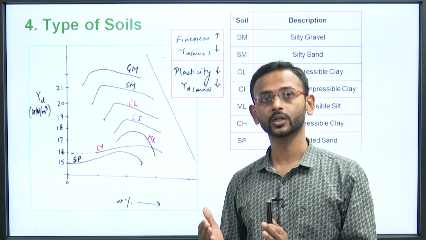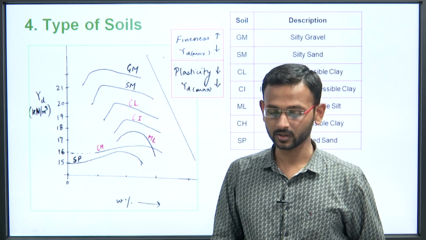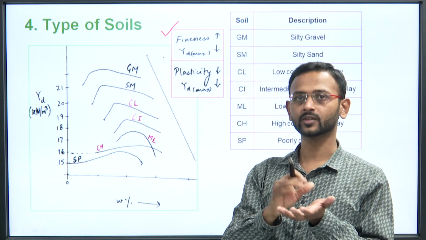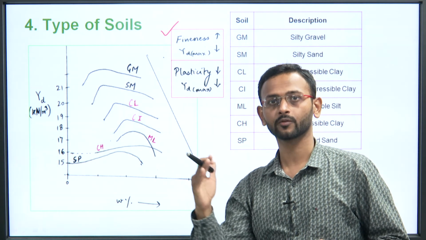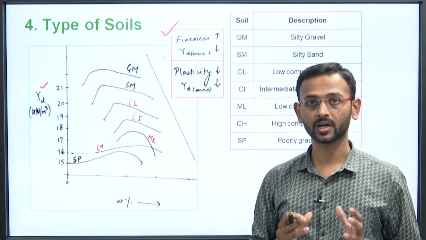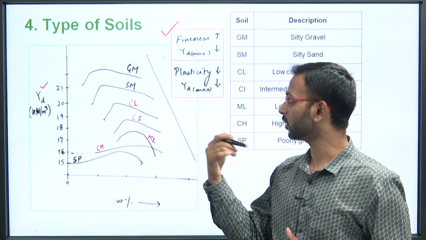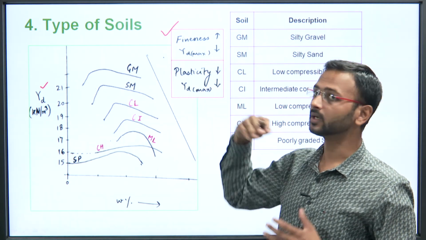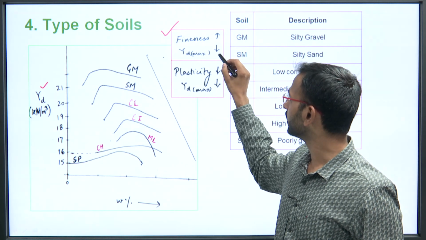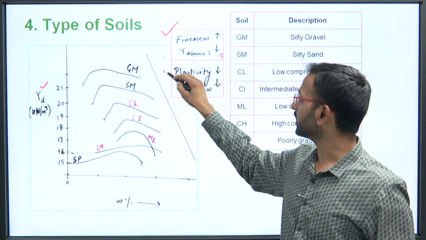Now, according to these, there are some observations that we will be seeing. Understand one more thing: with some amount of fineness, the gamma D maximum will try to increase, so the maximum dry density will be somewhat more. But when the fineness increases to a very much larger extent, the gamma D maximum tries to decrease.